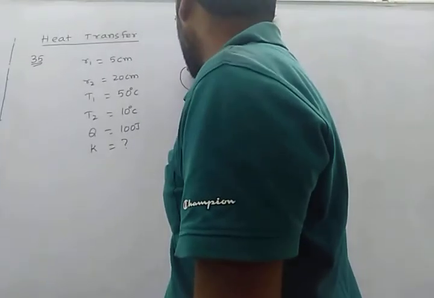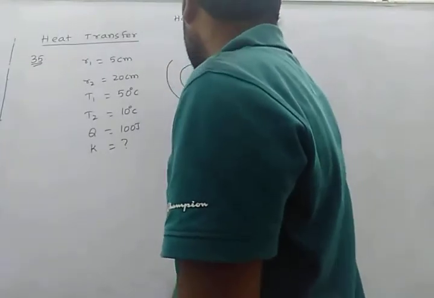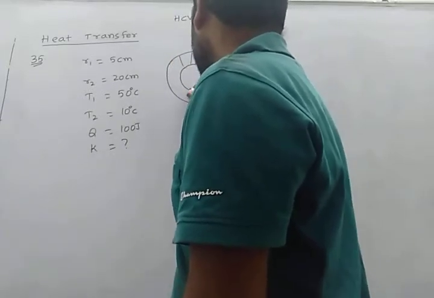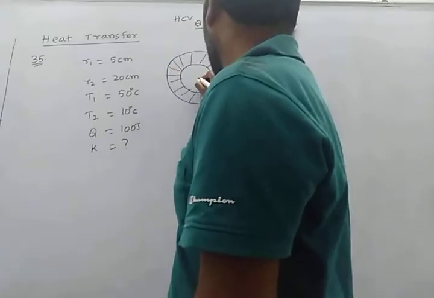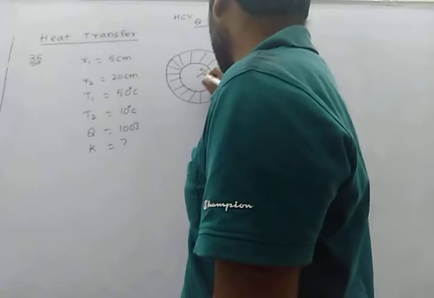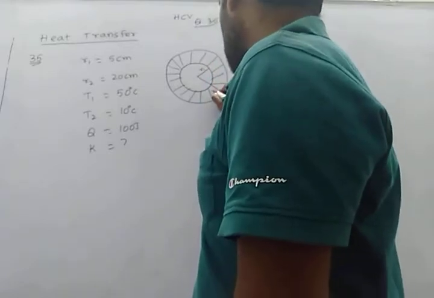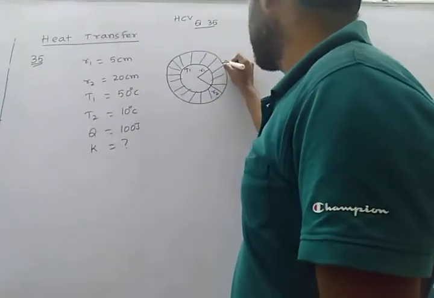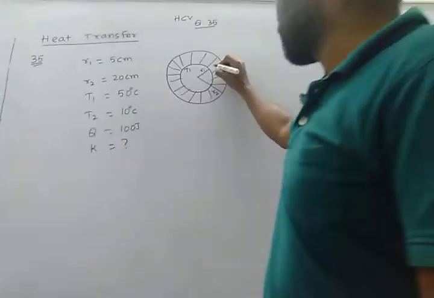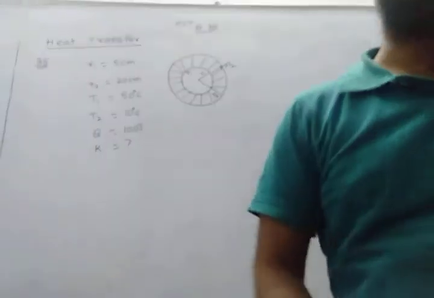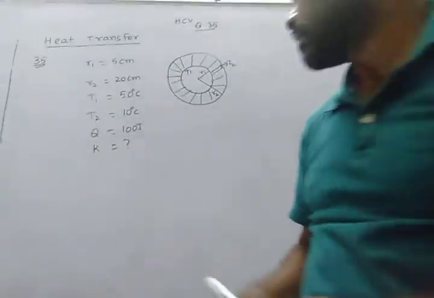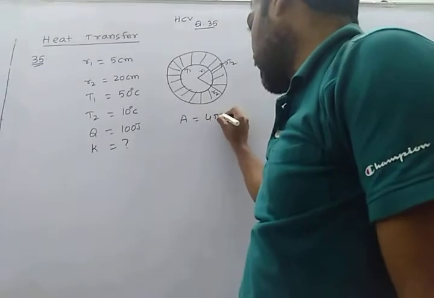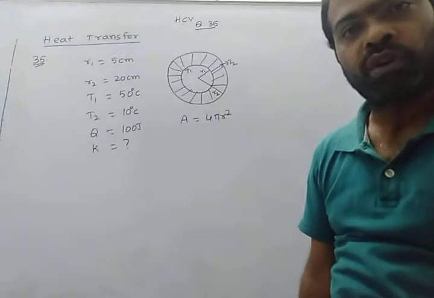If you see, this will be the inner sphere, and here is the outer sphere. In between, it is filled with a non-metallic material. It has an inner radius R1 and outer radius R2, and the inner surface temperature is T1 and here it is T2. Heat is transferred from the inner surface to the outer surface. Since it is a sphere, I can write the area as 4 pi r square.